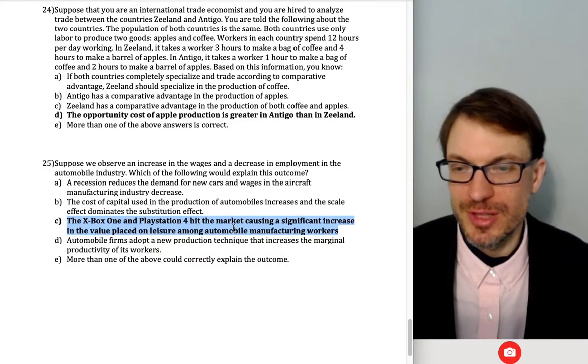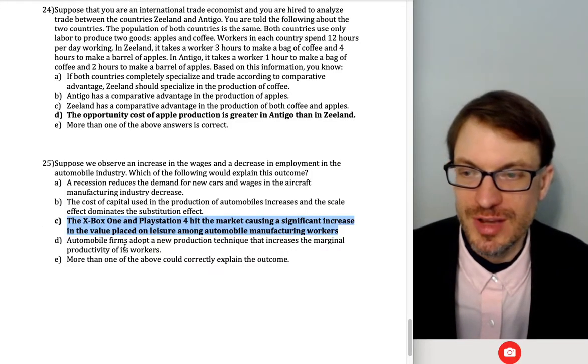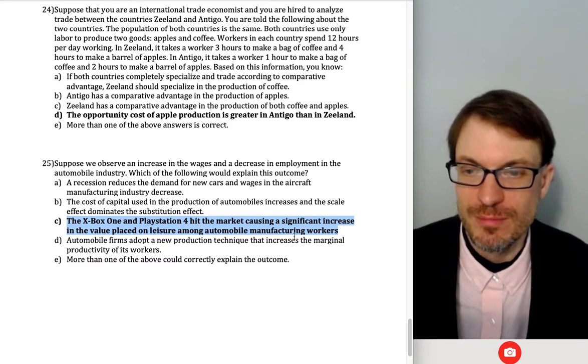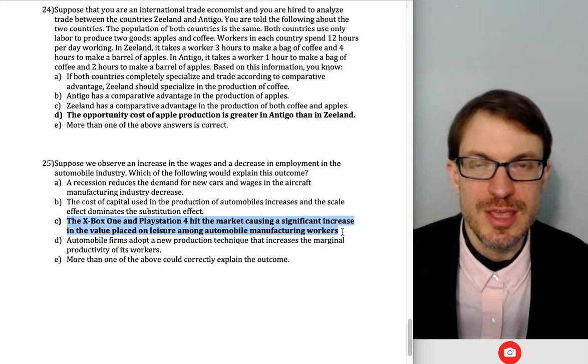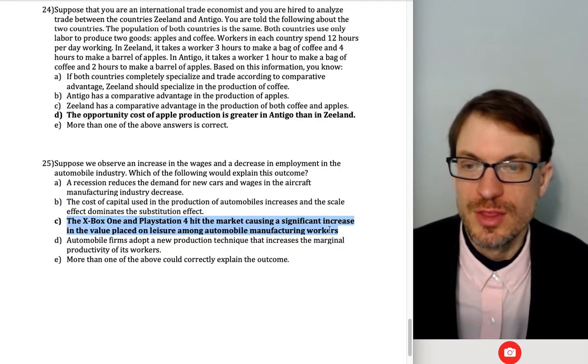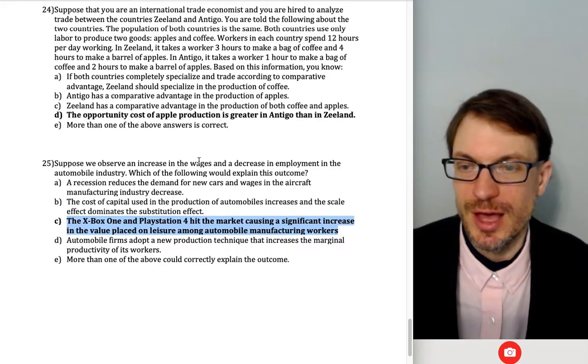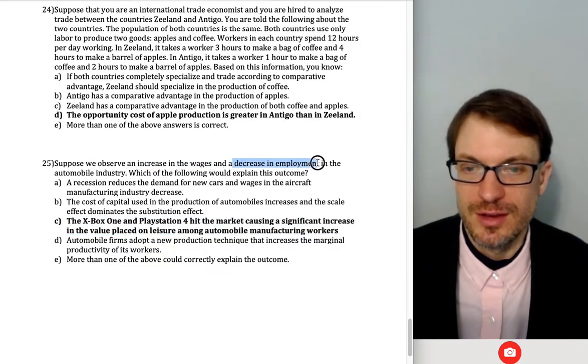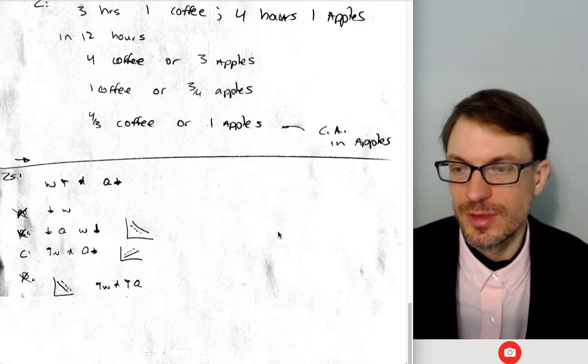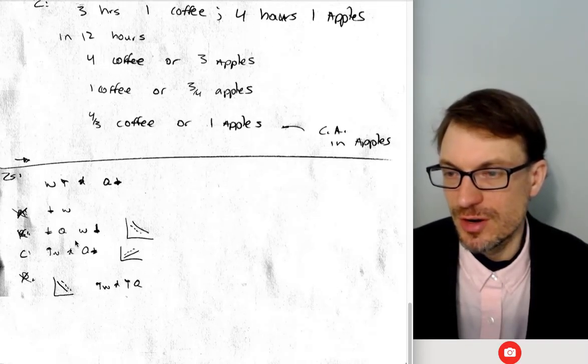The Xbox One and PlayStation 4 hit the market, causing a significant increase in the value placed on leisure amongst automobile manufacturing workers. Yeah, this is going to increase the opportunity cost of working. This will lead to a decrease in labor supply. A decrease in labor supply tends towards a higher wage and a decrease in quantity. And that's this picture here.